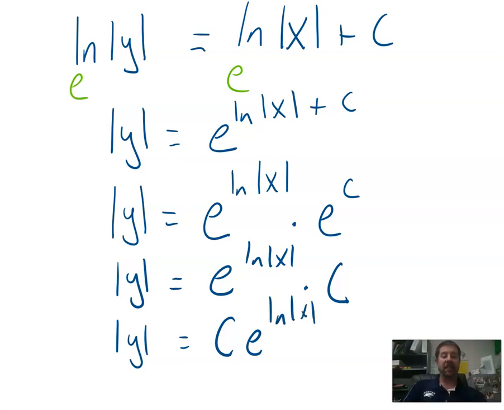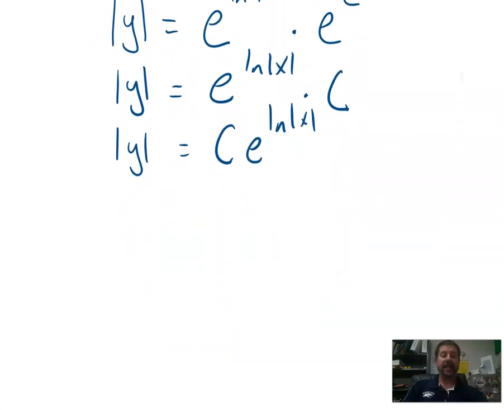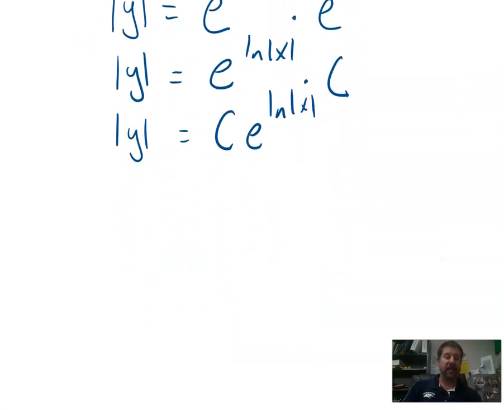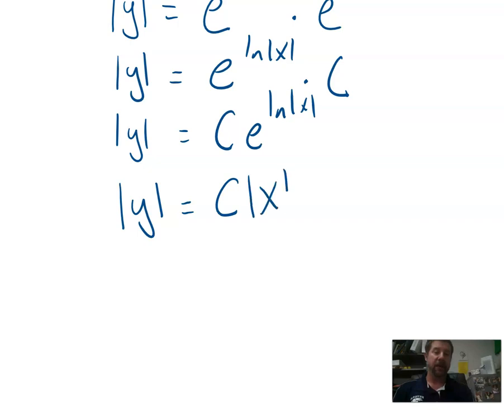Now that we have done that, I've got this e to the ln of x, so that could cancel off. And so now I've got the absolute value of y equals c times the absolute value of x. And now all we've got to do is work to get rid of the absolute values on that y.